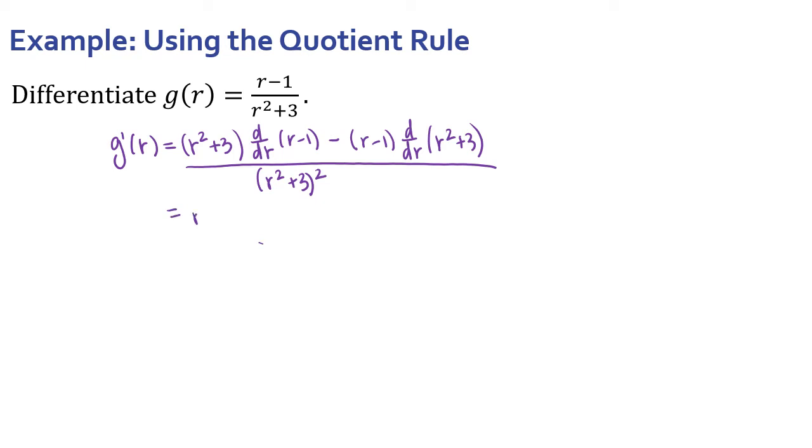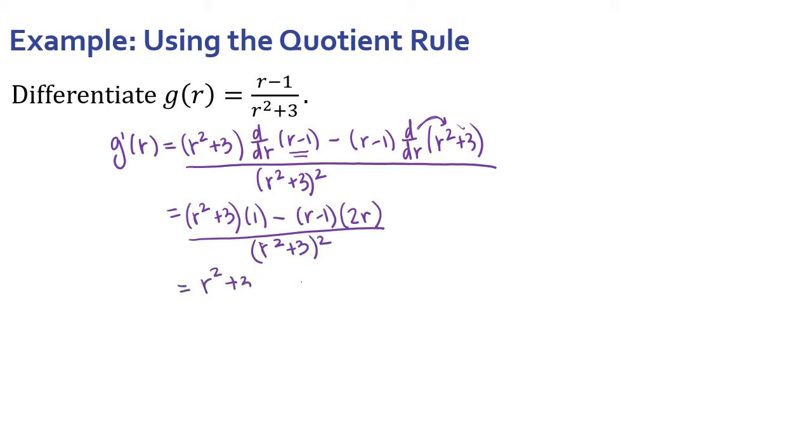Okay, so this is going to give us r squared plus 3 times the derivative of r minus 1. So that's going to be the derivative of r, which is 1, minus the derivative of 1, which is 0, so that's just going to give me 1, minus r minus 1 times the derivative of r squared plus 3. The derivative of r squared is going to be 2r, and the derivative of 3 is 0, so 2r plus 0 is just 2r, and then that's all over r squared plus 3 squared.